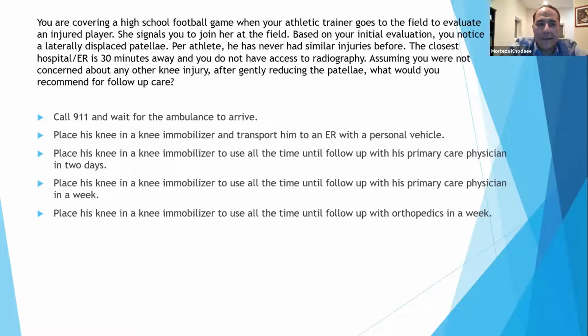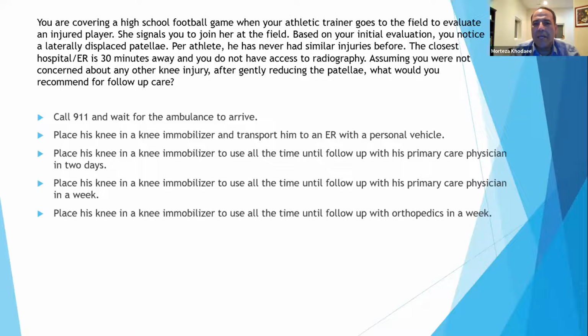So the correct answer, yes, is 3. And why is 3? Because obviously this was not a significant injury, and there was no neurovascular compromise. You did not need to follow up right away. For that, the patient can follow up with the primary care physician in a couple of days. Usually the high school games are on Fridays, so they can go see their primary care physician on Monday.